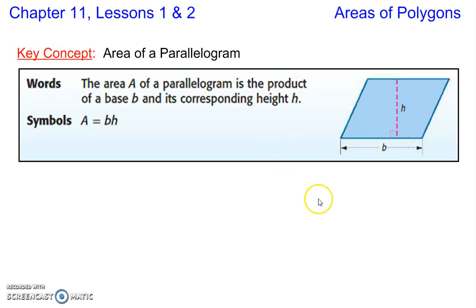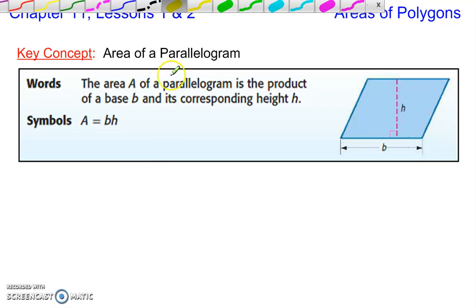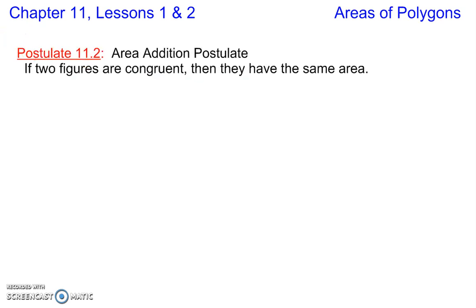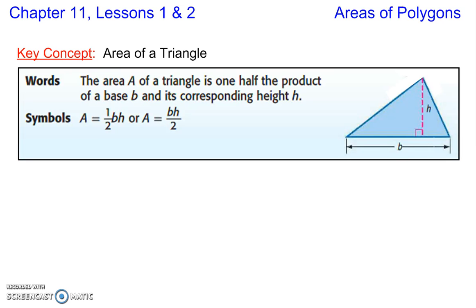All right, so here we go. Area of a parallelogram. This is not new. This is old hat. Area is base times height. Remember that the height is always perpendicular to the base. Postulate 11.2, the congruent areas postulate: if two figures are congruent, then they have the same area.